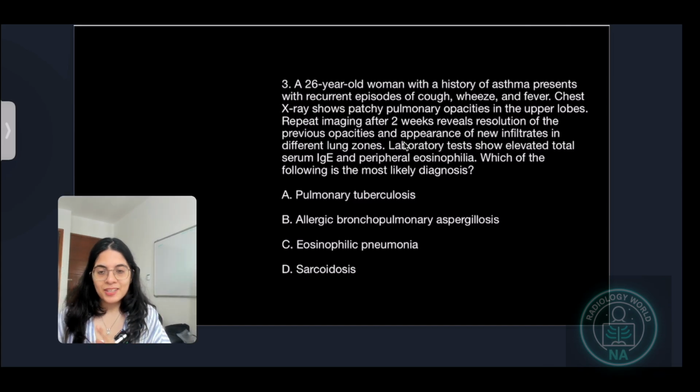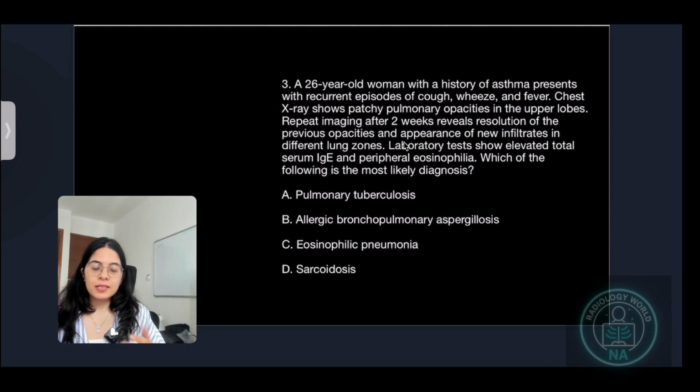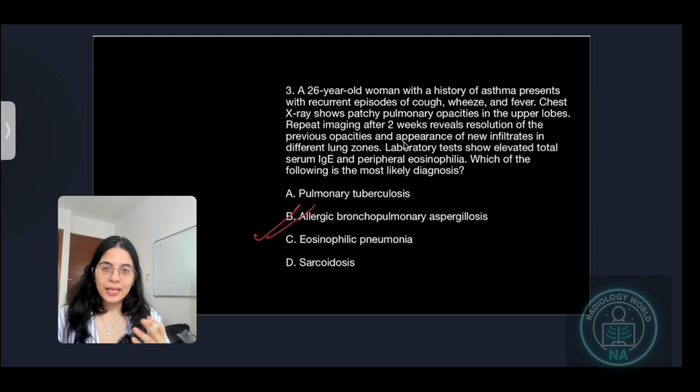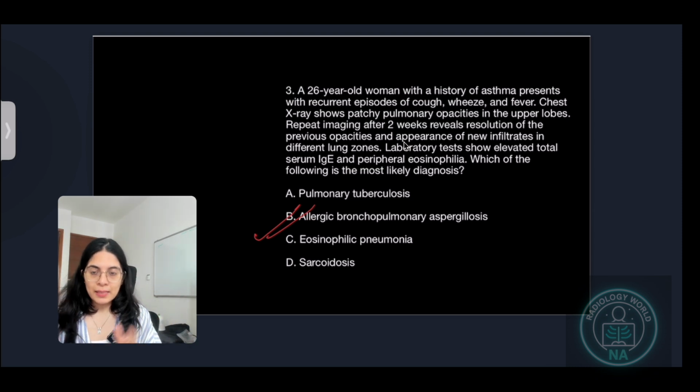So again we have been given a history of asthma, elevated IgE, peripheral eosinophilia, and multiple pulmonary opacities which are fleeting here and there. So even if you don't look at the options, you can tick mark that this is a case of ABPA, which is allergic bronchopulmonary aspergillosis. Okay, so that is the basic thing about your ABPA.